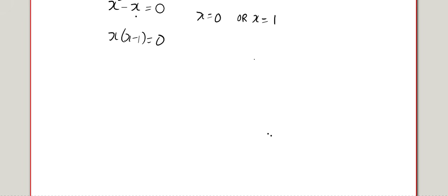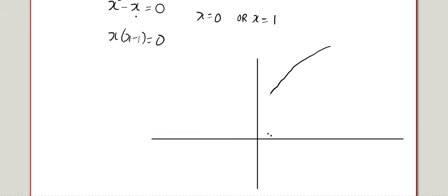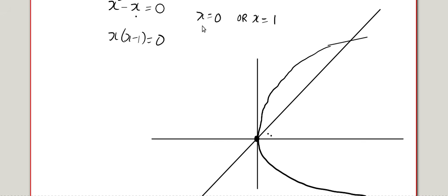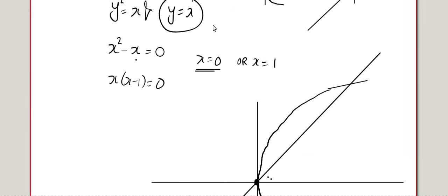And now what we do is, we have a parabola and we have a line, and we found that x equal to 0, we will find the corresponding y value. You can see that y is equal to x, so y is equal to 0, y equal to 1. That means the point of intersection is 0, 0 and 1, 1.